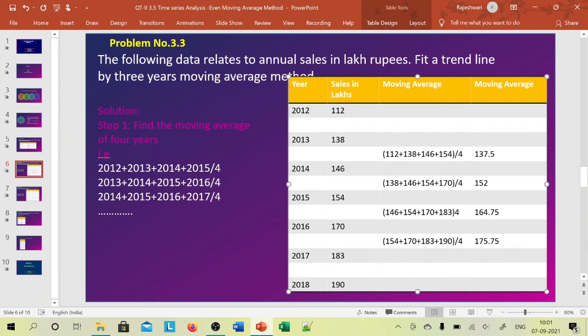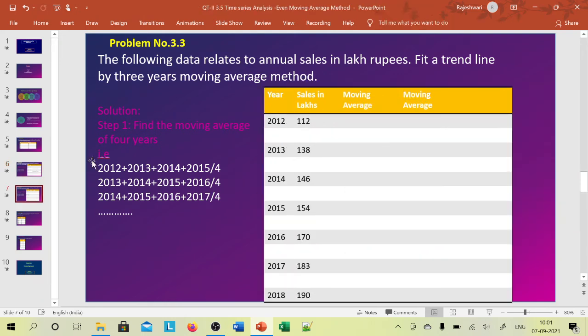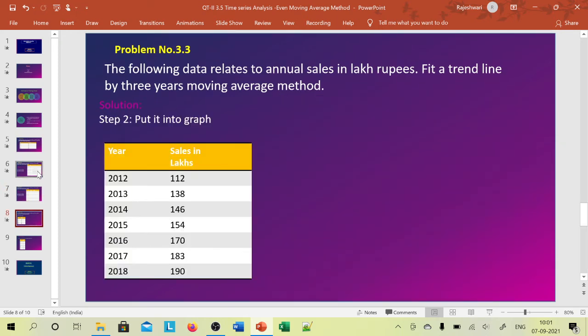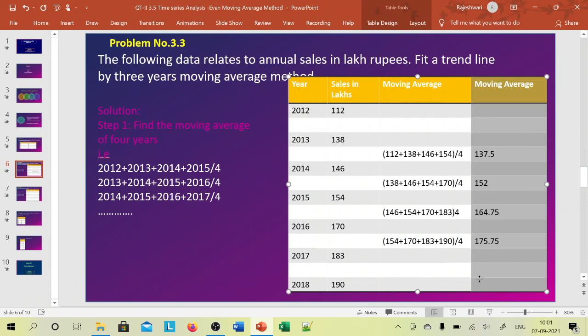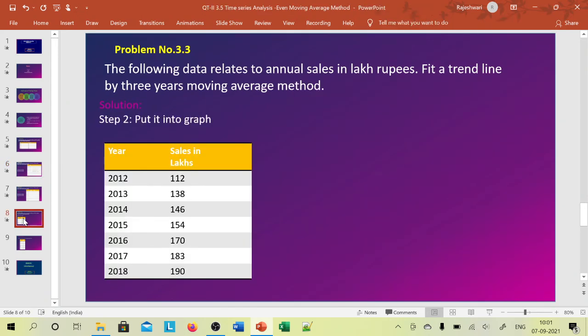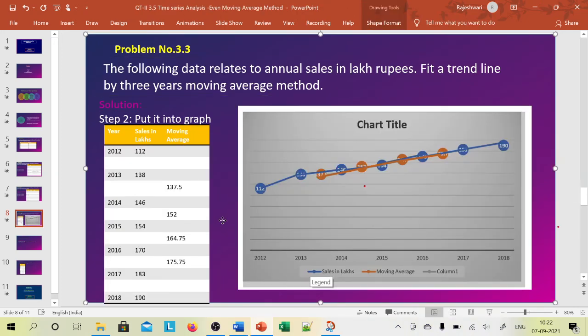Of course, the next step is to put this information into a graph. So for the graph, I should copy the details of the moving averages. So you can find here, just to put this data into a line graph. You can observe here, the blue color line represents sales in lakh.